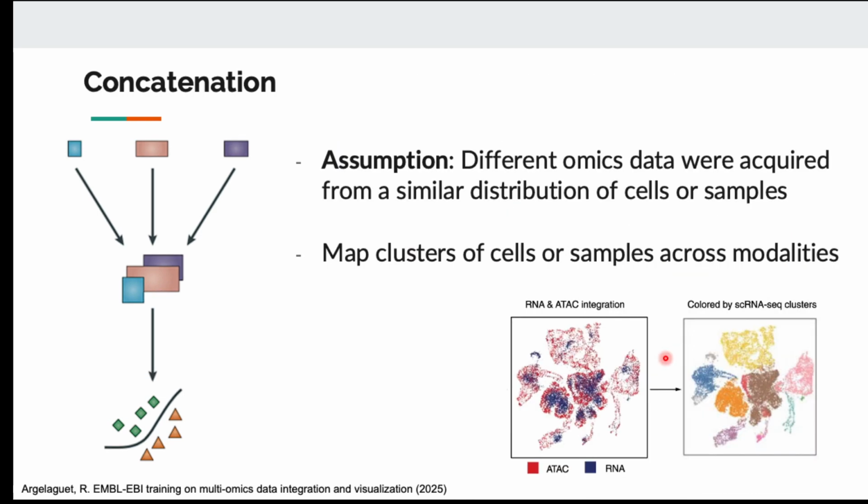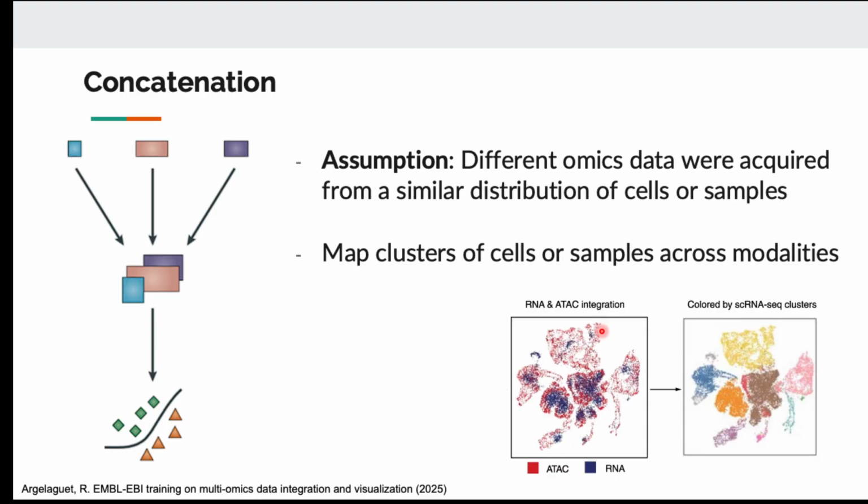So the first one, this is the concatenation or diagonal integration. This is what people usually use for single cell omics. So we assume that different omics come from the same biological system. They are not exactly the same cell, not exactly the same cohort, but the same disease, the same tissue. So they have the same distribution. We already saw this in the single cell lecture. We can integrate RNA sequencing with ATAC-seq by using this assumption. So we have seen this before. This is nothing new. It's also multi-omics, but we have seen this before.